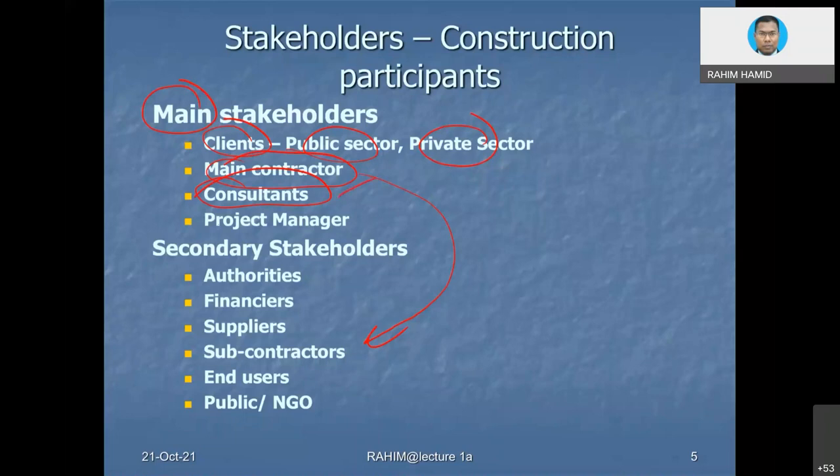Then project manager. Okay, now the word project manager, don't get confused. If you already have experience working at a construction site, maybe you know the project manager. That project manager is the one that works with the contractor. So this project manager is not the one who works with a contractor. This project manager is the one that we refer to as working with the owner or client. This is what we call the client representative. In Malaysia, we know this person by the name of project management consultant. You see, they are categorized as consultant, and their profession is called project manager.